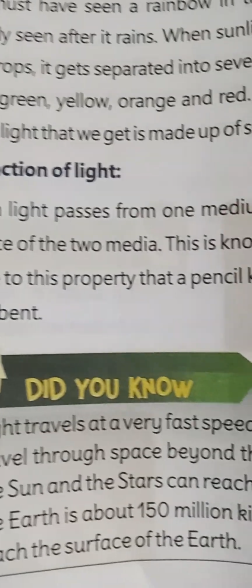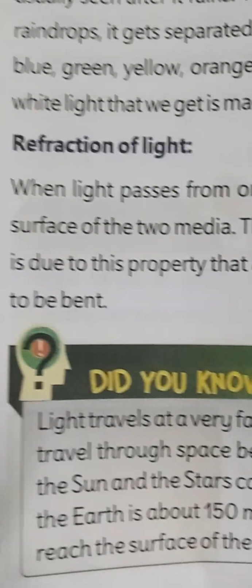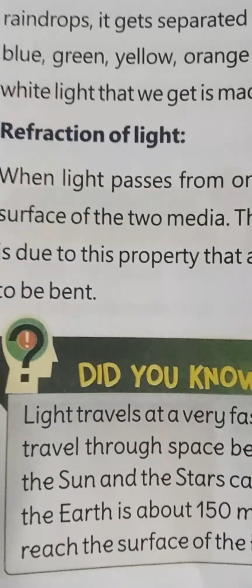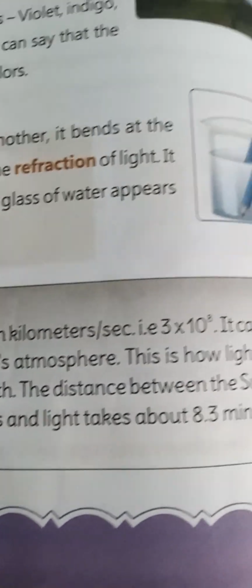Refraction of light: when light passes from one medium to another, it bends at the surface of the two media. This is known as refraction of light. It is due to this property that a pencil kept in a glass of water appears to be bent. Did you know light travels at a very fast speed of 3 lakh kilometers per second?